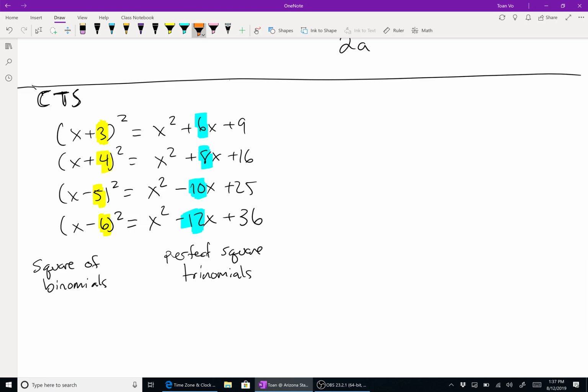And if you look at the constant term in the trinomial, for example, in the first row, this 9, it's 3 squared. This 16, 4 squared. 25, 5 squared. 36, 6 squared. The last term, the constant term in the perfect square trinomial, is always a perfect square.